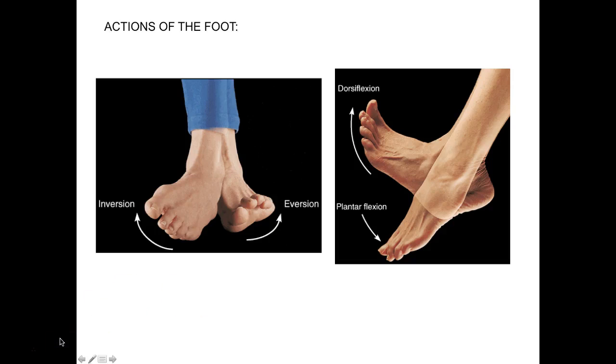So first we have inversion of the foot. So you're taking that medial portion of your foot and moving that upward, whereas eversion is the opposite. You take the lateral side of your foot and move that upward. Dorsiflexion and plantar flexion, we are going to have in dorsiflexion your toes pointed upward, whereas plantar flexion your toes are pointed downward, kind of like a ballerina.